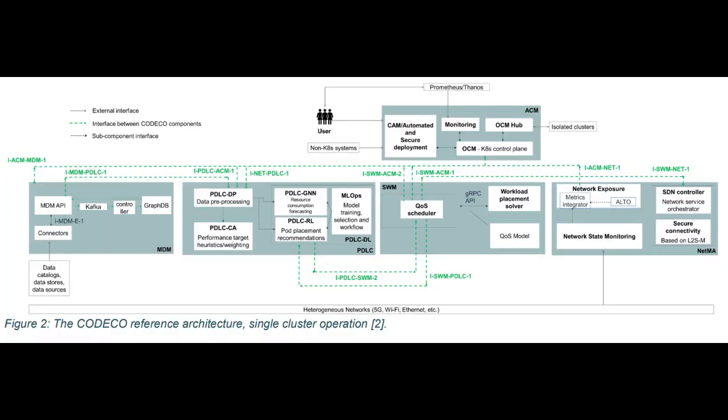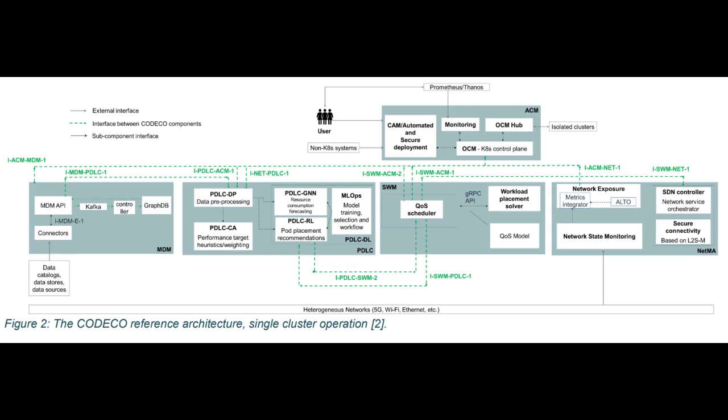To install the CODECO framework, the user first installs ACM, which in turn automatically installs MDM, PDLC, SWM, and NetMA. Necessary metrics are exchanged primarily using Kubernetes CRs. The user then deploys a CODECO application by deploying a CODECO application model CR, which triggers all other components. Subsequently, SWM makes an initial application placement, and after that PDLC starts collecting data from the other components.